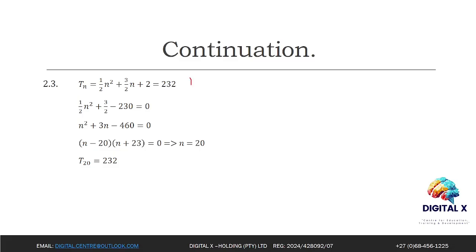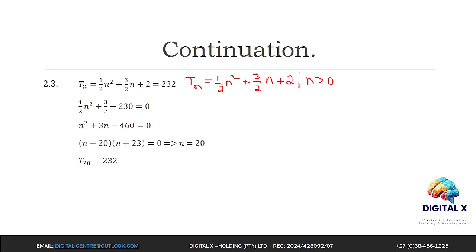So I'm just quickly going to rewrite it. The nth term of the sequence is determined by the following rule: 1 over 2 n squared plus n plus a constant 2. And please keep in mind that n is greater than 0.